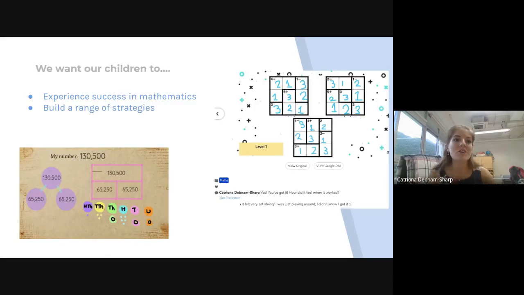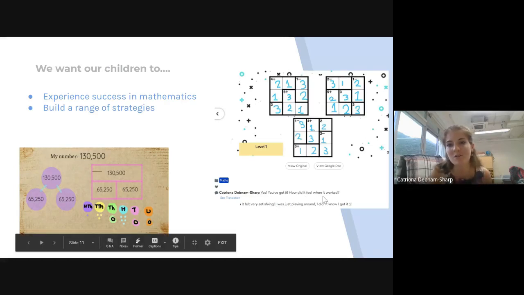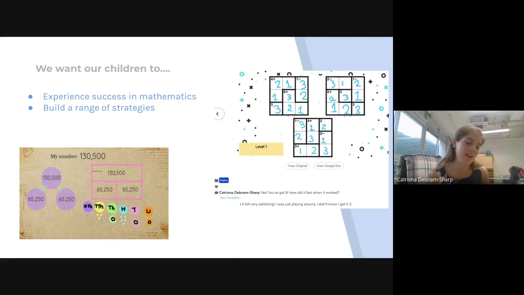So we want our children to experience success in maths. So just here, I've got an example of a year 6 activity with a child. I've said, yes, you've got it. How did it feel when it worked? And then she wrote, it felt very satisfying. I was just playing around. I didn't know I got it. So this is actually a child that doesn't feel very confident in maths. And she didn't even know that she was getting it right, and she did, and then she was really happy about it. And with maths, if we want children to be motivated, we need them to get the wins. We need them to feel successful, and that will build their confidence.